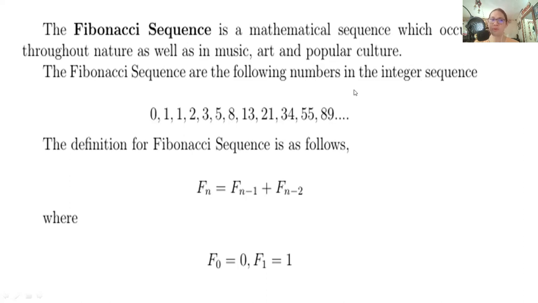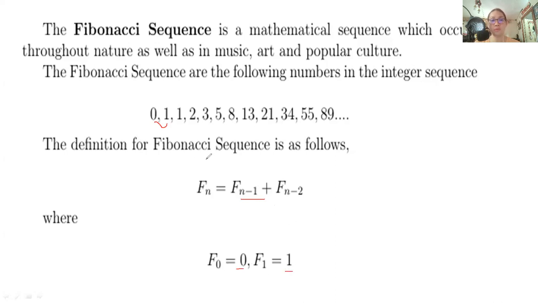So the definition of the Fibonacci sequence is as follows. If f sub n denotes the Fibonacci sequence, f sub n is equal to f sub n minus 1 plus f sub n minus 2, where f sub 0 is equal to 0 and f sub 1 is equal to 1. So let's try to describe the pattern. This is what the pattern says. If our starting term is 0, then our next term will be 1. That's why f sub 0 is 0 and f sub 1 is 1.